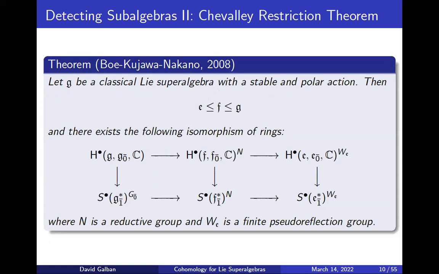If we look at these detecting subalgebras E and F, supposing G is a classical superalgebra with both a stable and a polar action, then in general E, the one corresponding to the polar action, is a subalgebra of F, the one in the stable action, which is a subalgebra of G, and we have this isomorphism of rings down here. Again, N and W_E correspond to the reductive and the pseudo-reflection groups for F and E. And this is really just an analog of the Chevalley restriction theorem in the ordinary case.